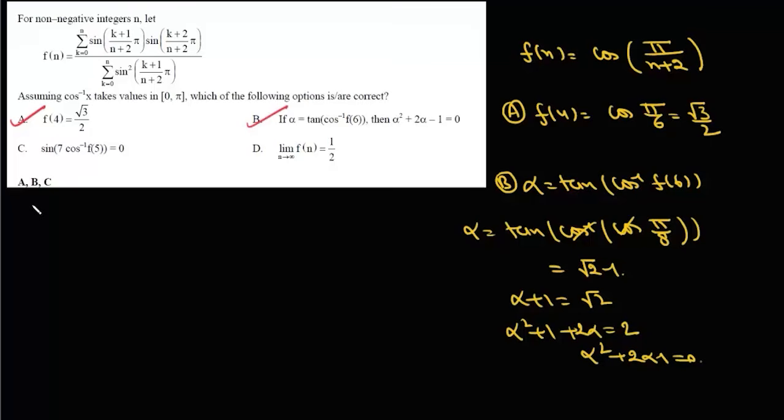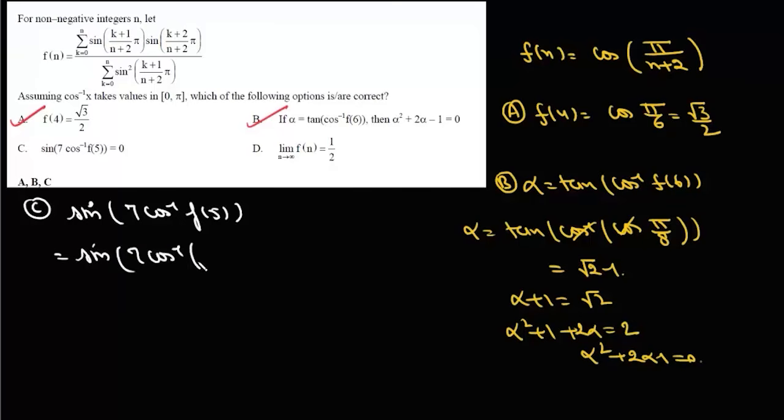Now coming to option C, we're going to look at sin(7 cos⁻¹ f5). Now what is f5? f5 is cos(π/7). Now cos inverse and cos will cancel. Now the 7 will also cancel. The value of sin π is 0. So that means this option C is also correct.